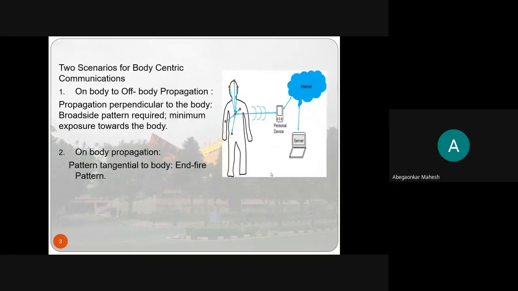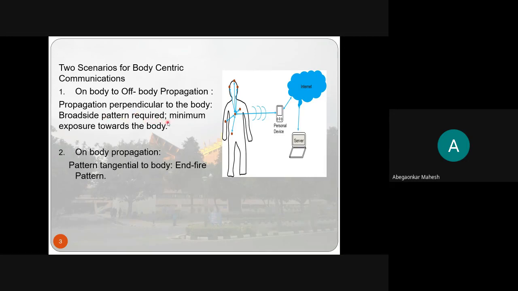There are two basic scenarios for body-centric communications. One is on-body to off-body propagation, which you can see here. These dots are basically biosensors, or antennas, you can say. This is on-body, and this has to communicate with a personal device here, and then over the internet, they will go to a medical server. So on-body to off-body is one communication link that comes into the picture. In this case, the propagation is usually perpendicular to the body, and what we require is a broadside pattern.